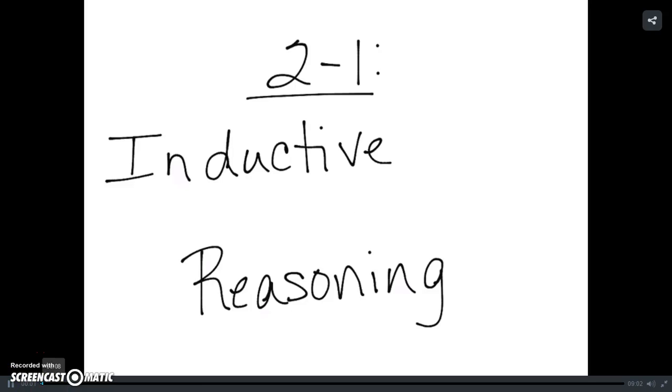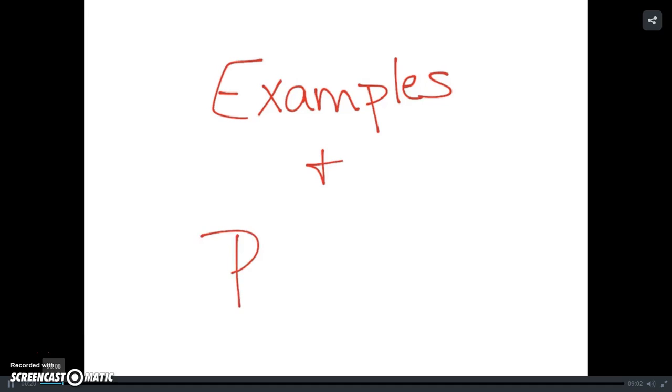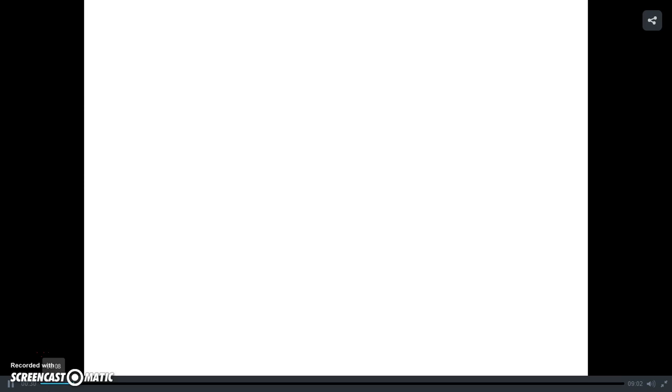Today we're going to be talking about inductive reasoning. It's really important that you remember this is inductive reasoning because we have two types that we're going to talk about, and this is just the first one. So what is inductive reasoning? Inductive reasoning is going to use examples and patterns in order to draw a conclusion. Okay, so we're looking for examples and patterns, and those are going to be your key words here that you're looking for. So let's look at a couple of examples of inductive reasoning.